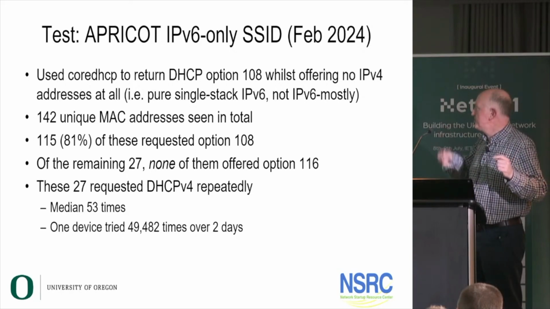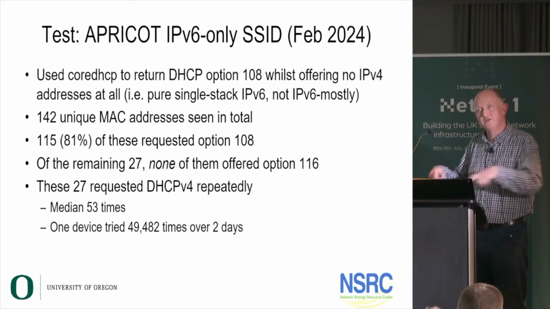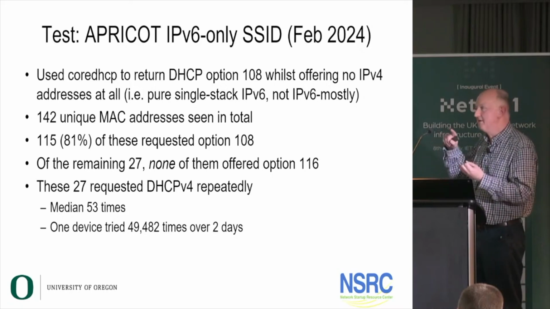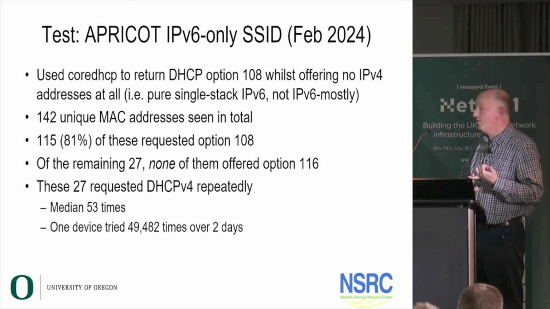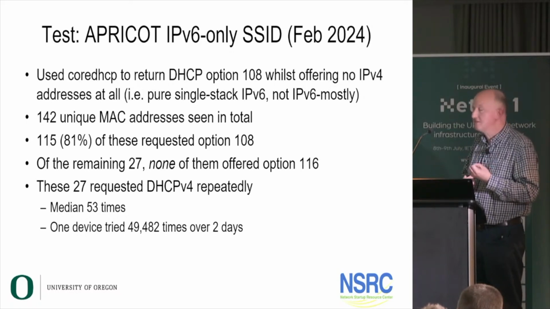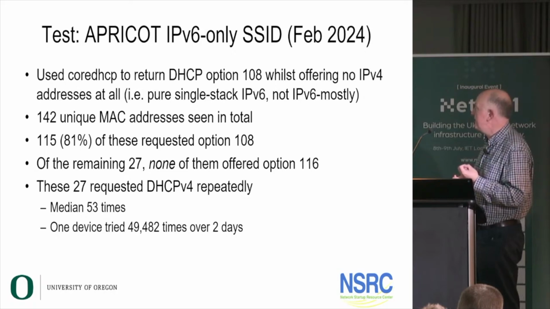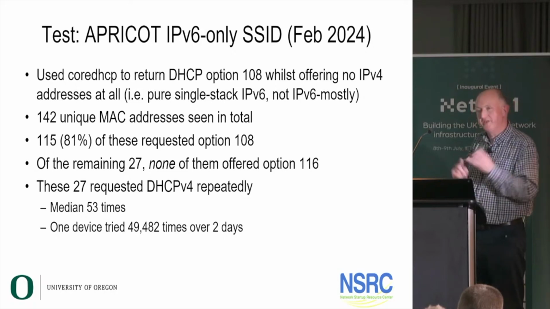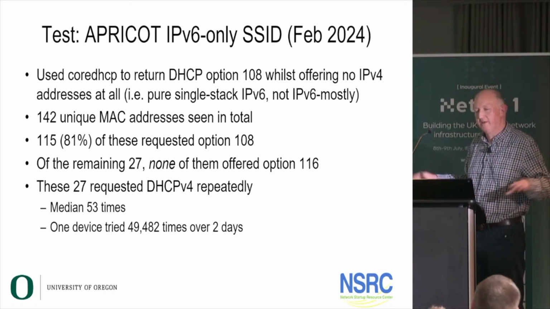But this year we ran the v6-only network using these options. So we had a DHCP server that responded to option 108, but never gave out a v4 address. To make that work, I actually needed a custom DHCP server. It was Kea DHCP, to ensure that this was a pure v6-only network using these mechanisms.